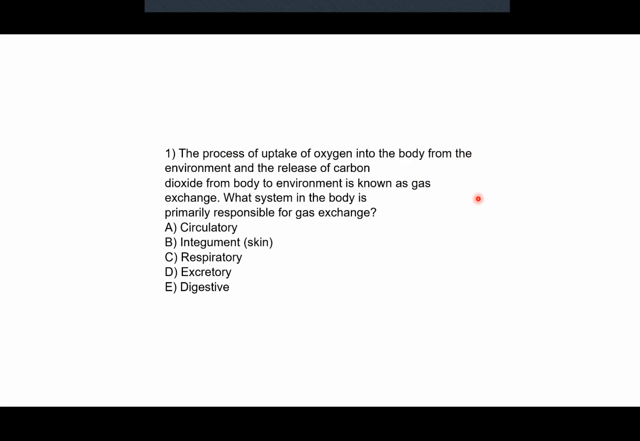So number 1 says, the process of uptake of oxygen into the body from the environment and the release of carbon dioxide from body to environment is known as gas exchange. What system in the body is primarily responsible for gas exchange? C, the respiratory system.